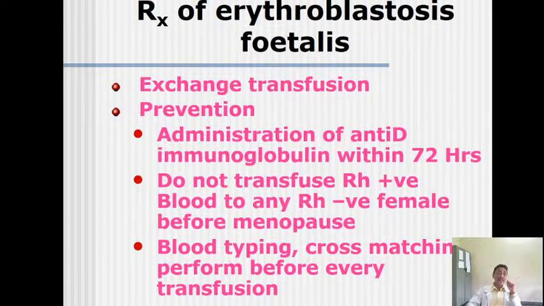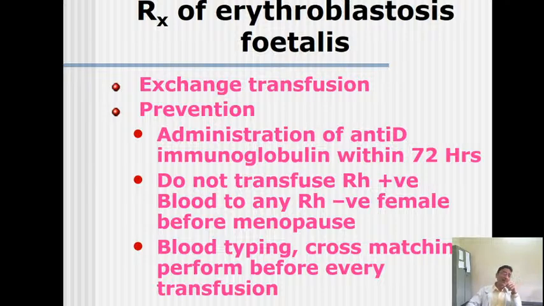Now what is the advantage of giving this anti-D immunoglobulin within 72 hours? First of all, what is anti-D immunoglobulin? Immunoglobulin is antibody. Anti-D means antibody to the D antigen, the anti-D antibody. So now there is one thing which is happening.